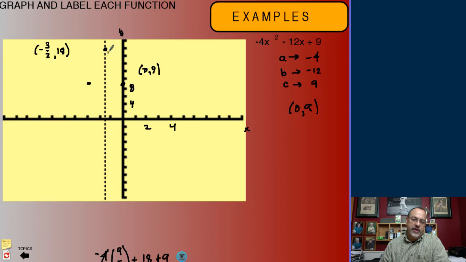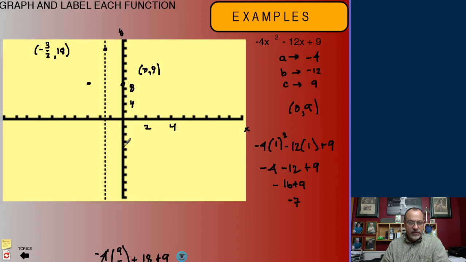Now I want to choose another x value so I can help figure out where this goes over here. And so again, I'd like to stay somewhat close to the axis. I could use a negative 1 here, but I think I'm going to choose a positive 1 because I want to see where that flows out here. So I'm going to substitute in a positive 1 into the expression and simplify. So this is 1 squared, so this is negative 4 minus 12 plus 9. So this is negative 16 plus 9, so this is going to be a negative 7. So when I choose 1 for my x value, I go down to negative 7.